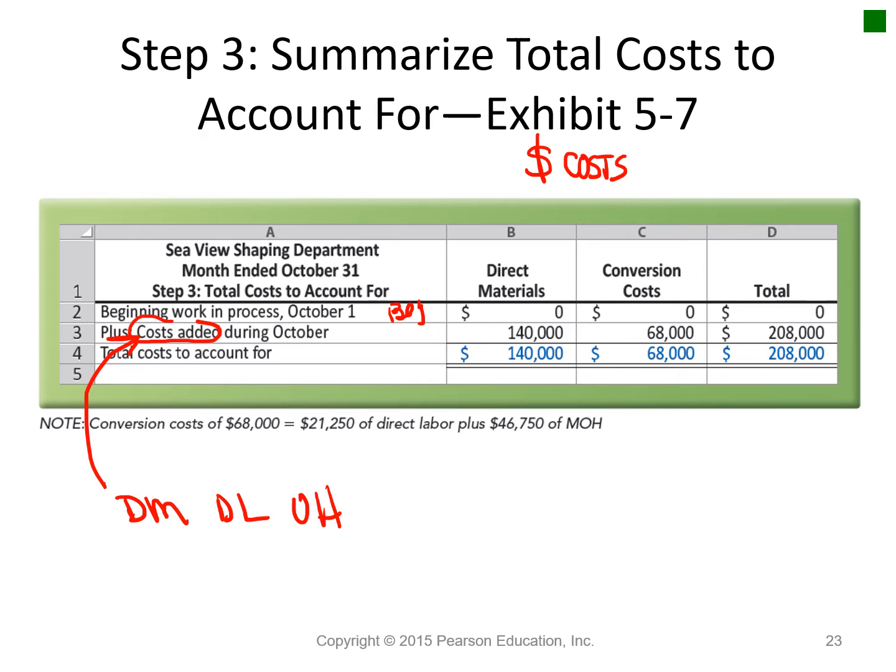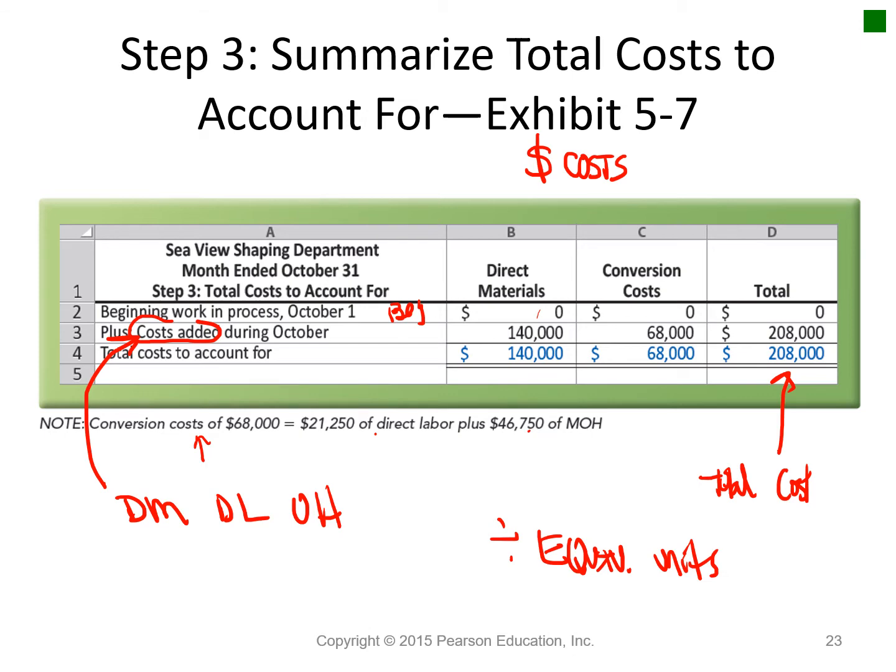So in this problem, note they're actually telling you that of this 68,000 of conversion, how much was direct labor and how much was overhead. Okay, fine. Direct materials was 140. Notice that the beginning WIP balances were 0. So basically, once we take the beginning plus anything we've added, the $208,000 represents your total cost of everything, and these costs are broken down into the categories of your main product cost of direct materials and conversion, which is direct labor and overhead. What you do with these costs, the next step, is divide by your equivalent units to get your cost per equivalent unit.